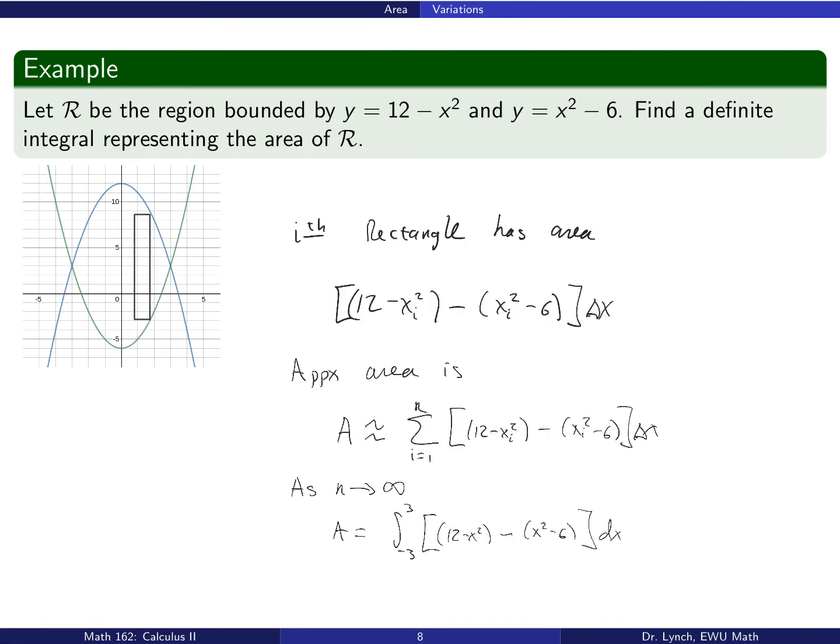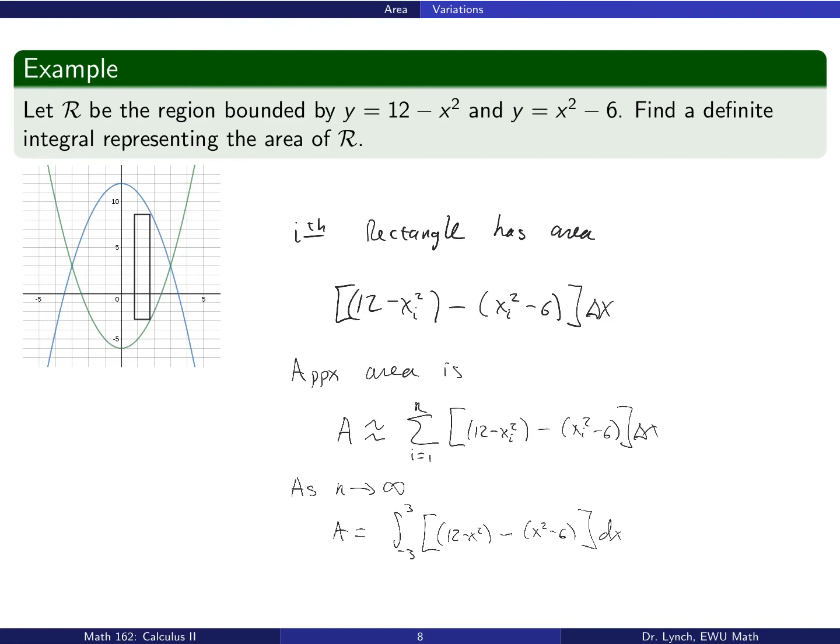So again, here's our ith rectangle with area quantity 12 minus x sub i squared minus the quantity x sub i squared minus 6 times delta x, width times the height. The approximate area is the sum of those n areas. As n goes to infinity, we're left with the definite integral from minus 3 to 3 of the quantity 12 minus x squared minus the quantity x squared minus 6 all times dx.